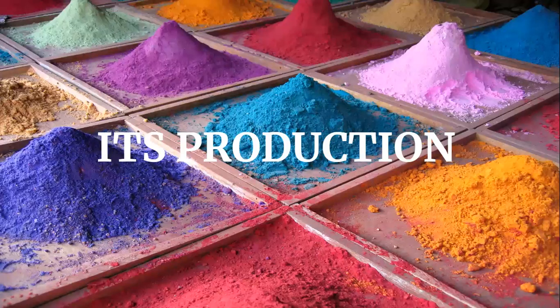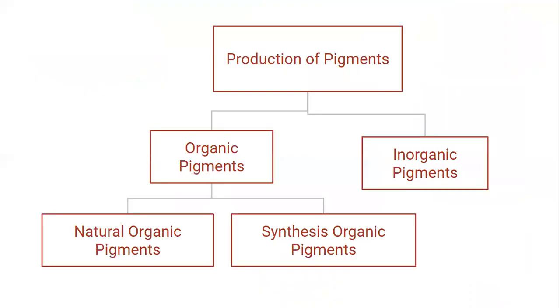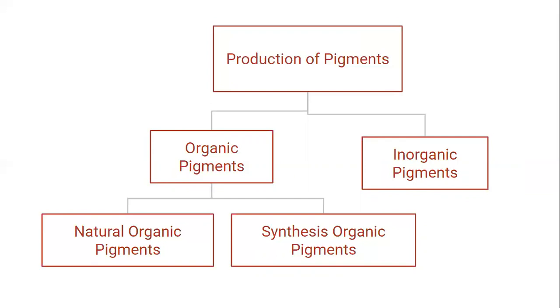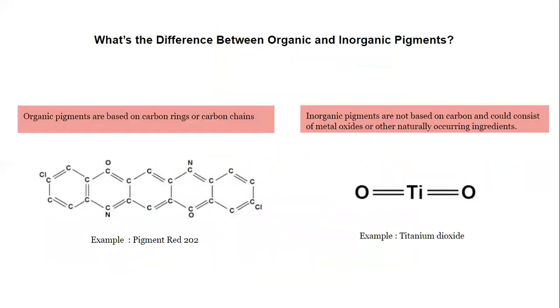So now I'm going to talk about the production of the pigments. For the production of the pigment, we have two classes: organic pigments and inorganic pigments. I am going to talk about the organic pigments. For organic pigments, we have natural organic pigments and synthetic organic pigments.